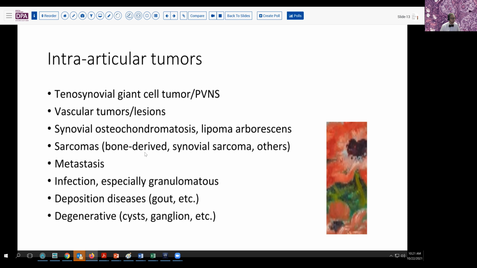A sarcoma, of course, could be a consideration. Bone-derived or synovial sarcoma or various other sarcomas might occur in a small lesion like this. Metastasis should be considered. Not a common feature to synovial tissues, but it does happen. And then various infectious, especially granulomatous lesions, are prone to form mass-like lesions. Gout, such deposition diseases, and various cystic lesions could also round out the differential radiographically, although, again, these would have different MRI characteristics and so can be excluded on that basis.